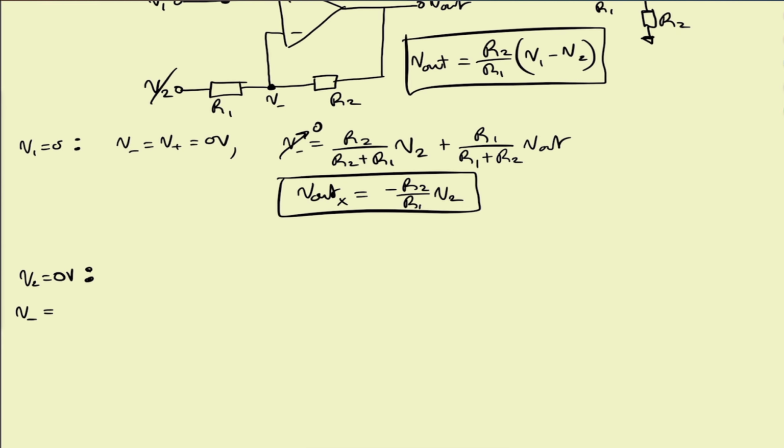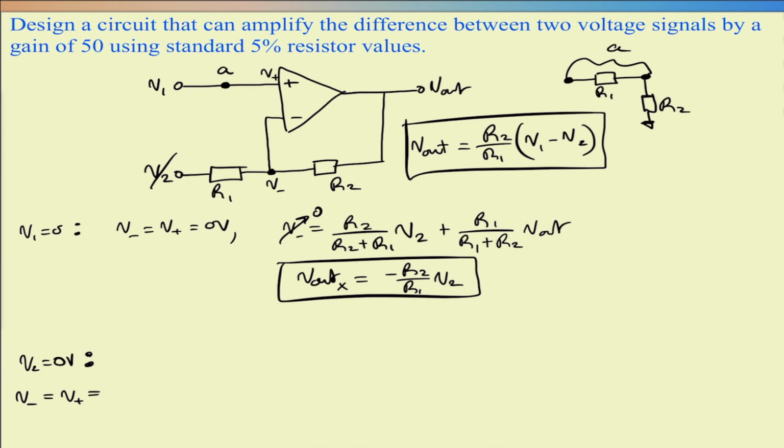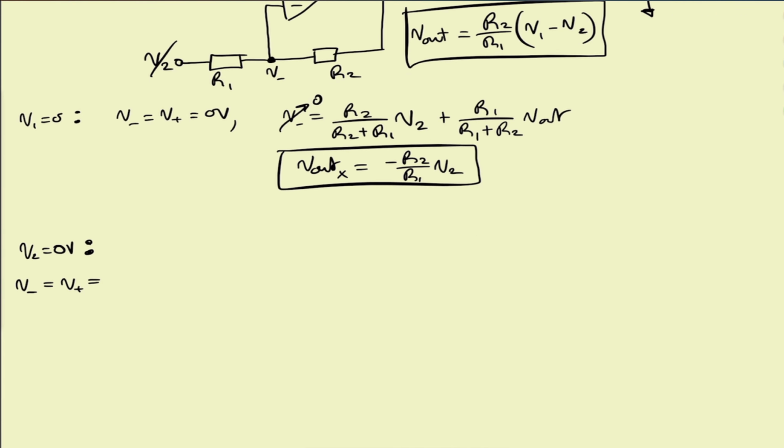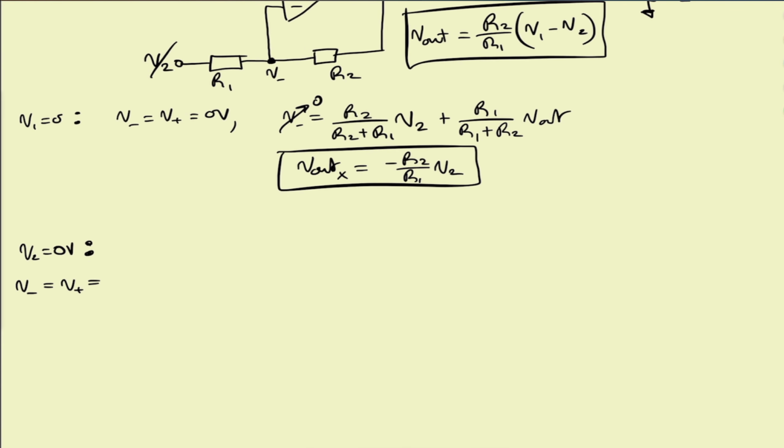So V minus is equal to V plus, and that's not 0 volts anymore because we have a voltage signal V1 connected to the V plus terminal of the op amp via a combination of resistors. So the voltage at V plus is going to equal the attenuation factor of R2 all over R2 plus R1 times V1. So V1 is being attenuated by the combination of R2 and R1 by a voltage divider combination.